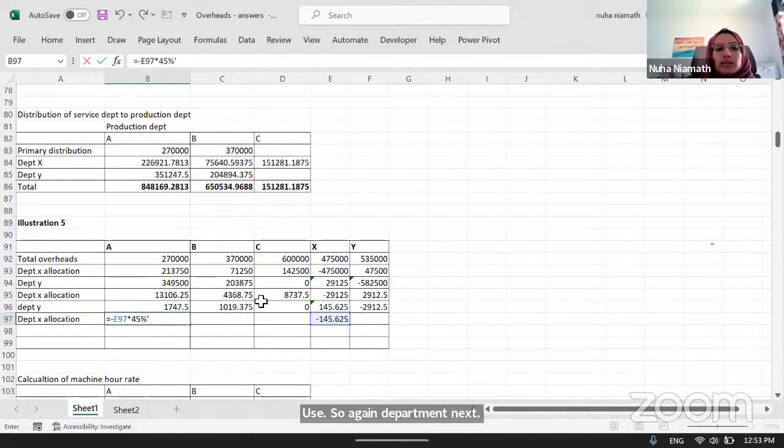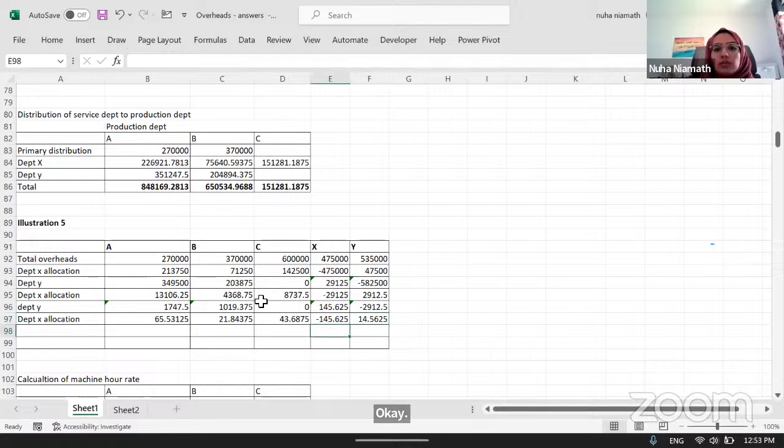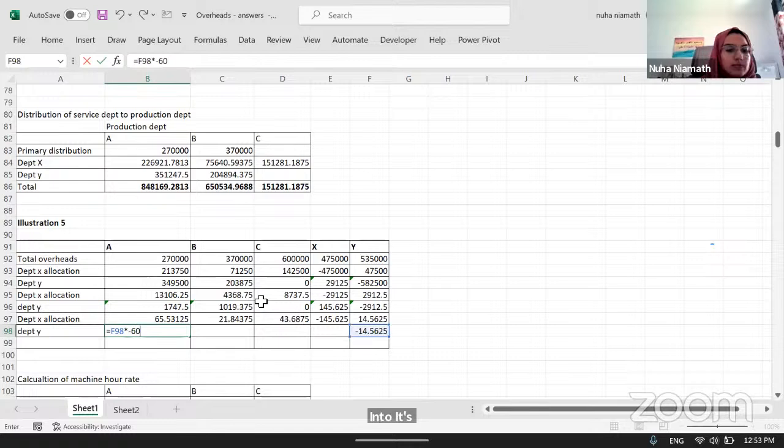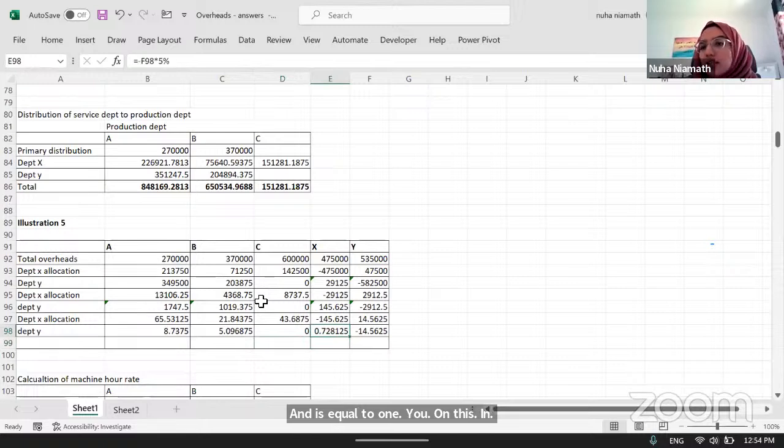So again, department X, 45% into 15%, into 30%, into 10%. Again, there's a small amount of 15 left. So let's see if we can remove this 15 as well. Department Y is equal to into 60%, equal to into 35%, and is equal to 0, and this is equal to into 5%. So here we can see we have come to a negligible amount, which is 1, right?